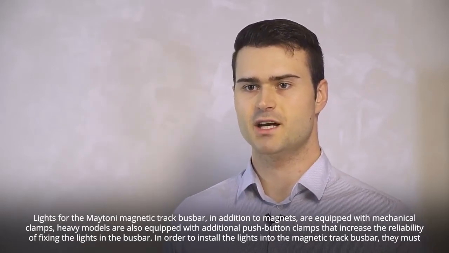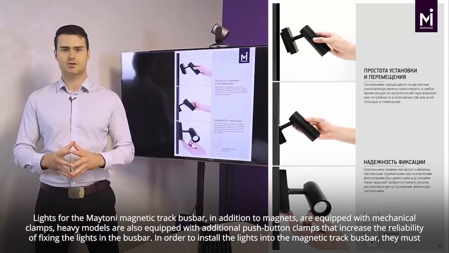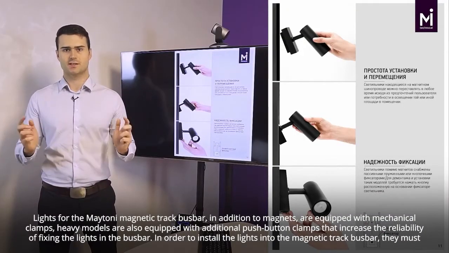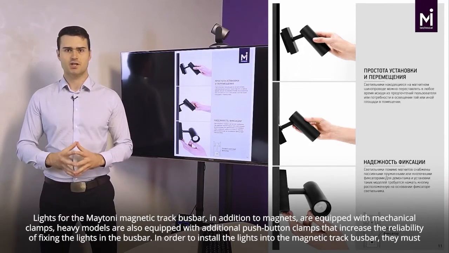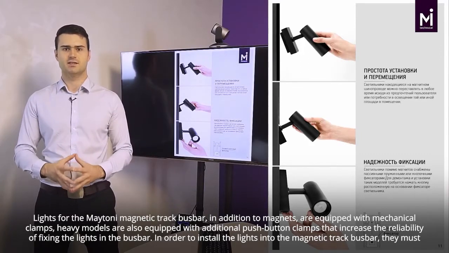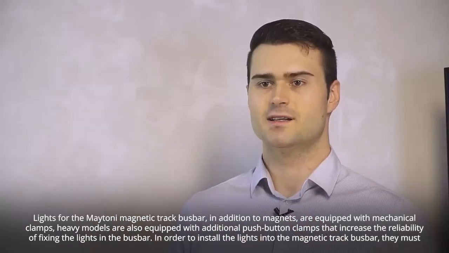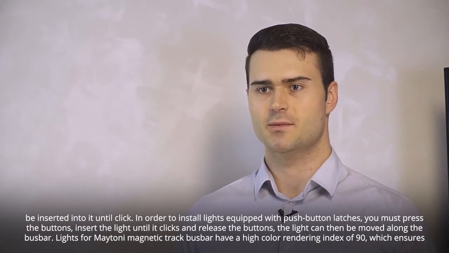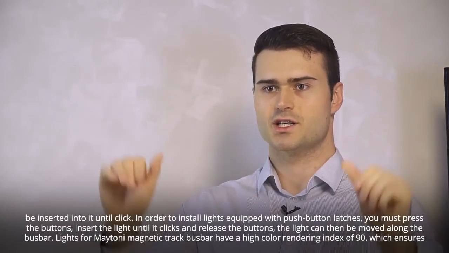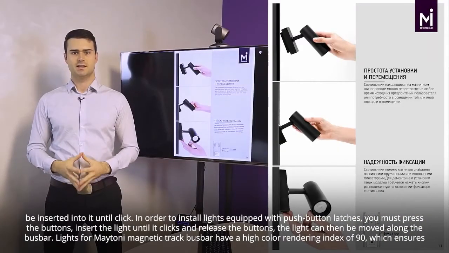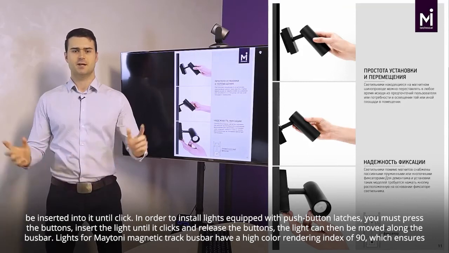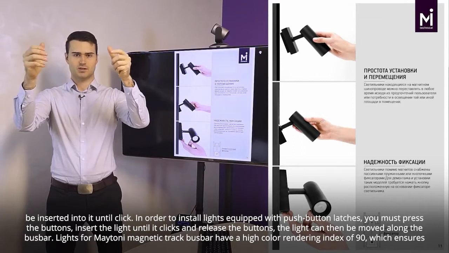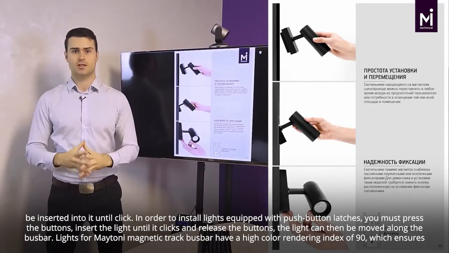Lights for the Maytoni magnetic track busbar, in addition to magnets, are equipped with mechanical clamps. Heavy models are also equipped with additional push-button clamps that increase the reliability of fixing the lights in the busbar. In order to install the lights into the magnetic track busbar, they must be inserted into it until click. In order to install lights equipped with push-button latches, you must press the buttons, insert the light until it clicks and release the buttons. The light can then be moved along the busbar.